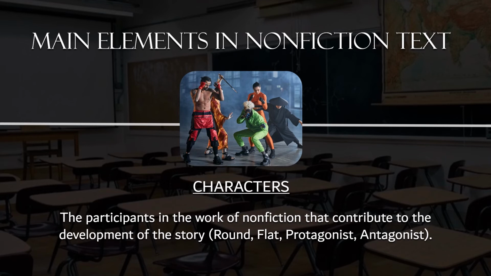First is character. Characters are the participants in the work of a non-fiction text that contribute to the development of the story. Characters in fiction and non-fiction share almost the same techniques. The sole difference is that non-fiction authors are telling the readers about real persons.